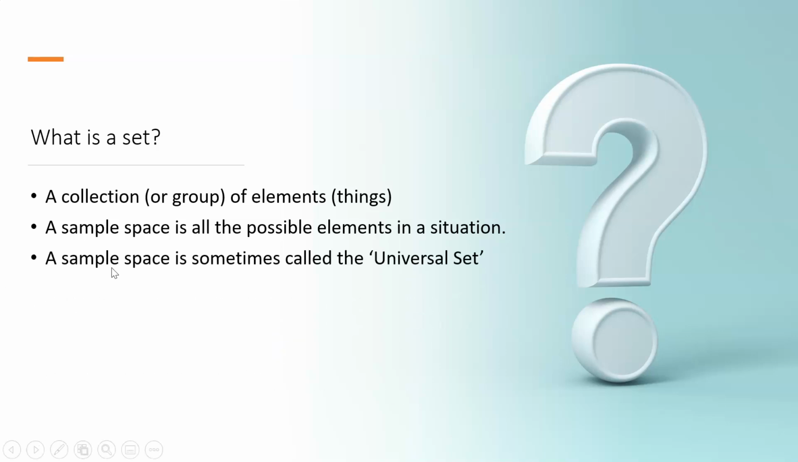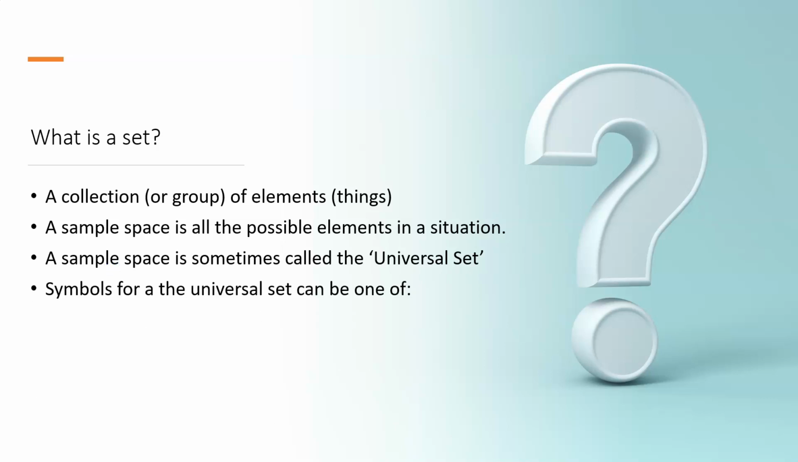So the sample space is all the possible elements in that situation. From now on, we are going to call our sample space our universal set. So if we're rolling a dice, the universal set for our experiment is 1, 2, 3, 4, 5, and 6. If we're flicking a coin, the universal set is heads or tails.